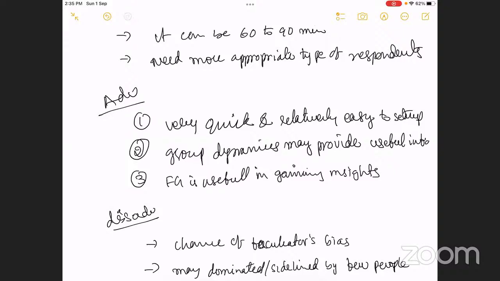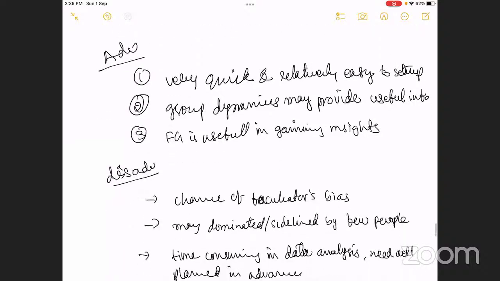In the beginning also we discussed, you will get multiple opinions on the same question, right? If you conduct it in a group, you'll get different perspectives. That means you'll get insights, whatever you didn't know earlier, from the focus groups. Here also, same.